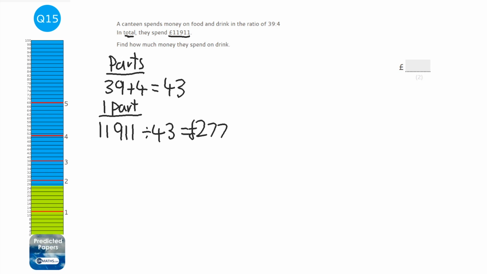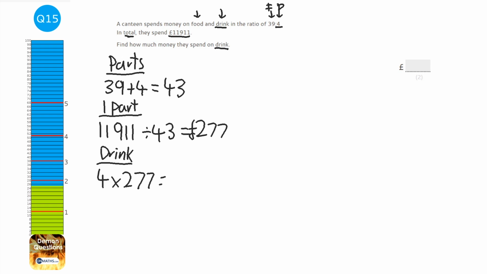Now let's read the question. Find how much money is spent on drink. Well, drink is this one here. And the order which they are in the question, food, drink, is the order which the ratios are. So food, then drink here. So there are 4 parts. So we're just going to write drink. So if each one part's worth 277, we're just going to do 4 lots of that. And I might as well do it on the calculator, times by 4, and that's going to be 1108, so 1108.